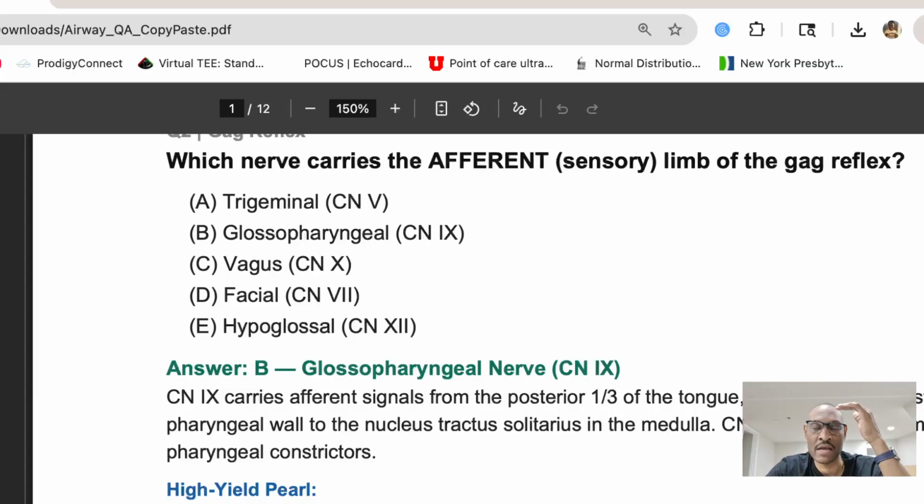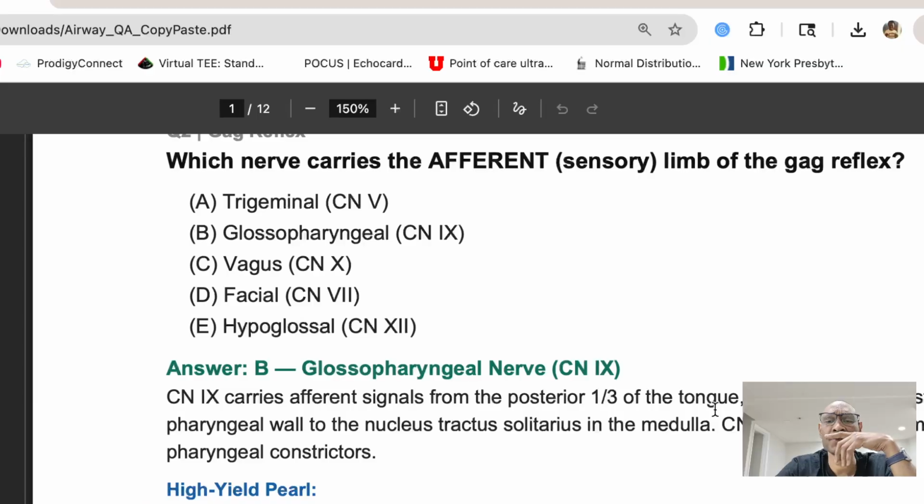If you have that mnemonic where you talk about what does sensory and what does motor, try to use that. It behooves you to remember that the vagus nerve does a lot of motor function. It does have a sensory component, but it primarily has a motor component.